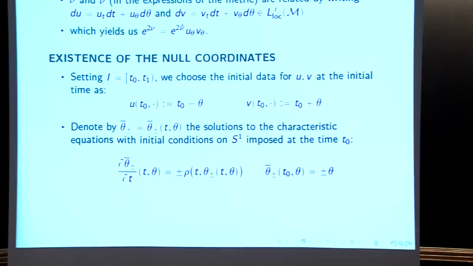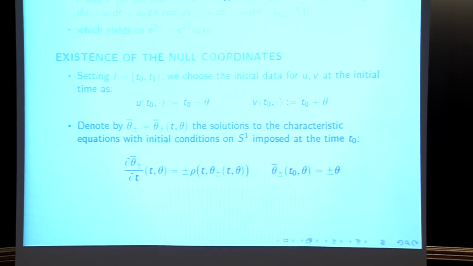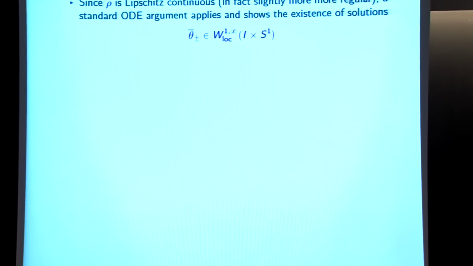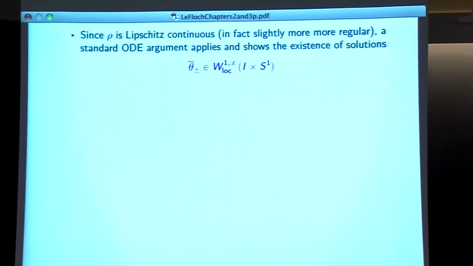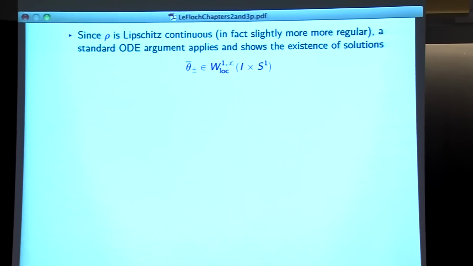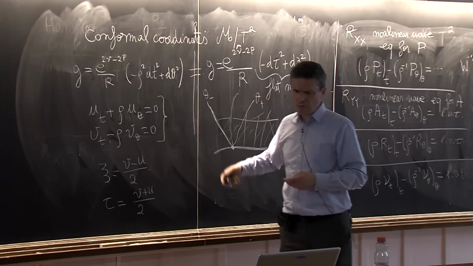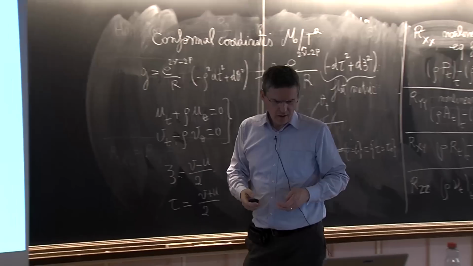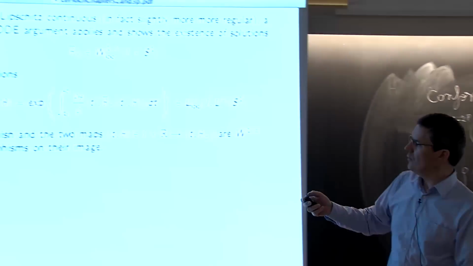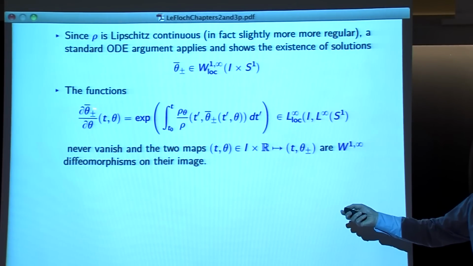And you remember that rho is W^{1,∞}, or at least that is what we are using essentially here. So rho being Lipschitz continuous, in fact slightly more regular. By standard ODE theory, we do have existence of solutions for these trajectories. They are Lipschitz continuous. And we can also look at the theta derivative of these trajectories.